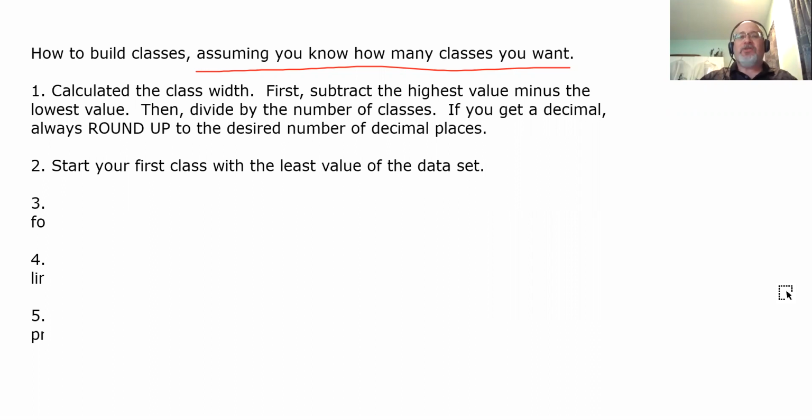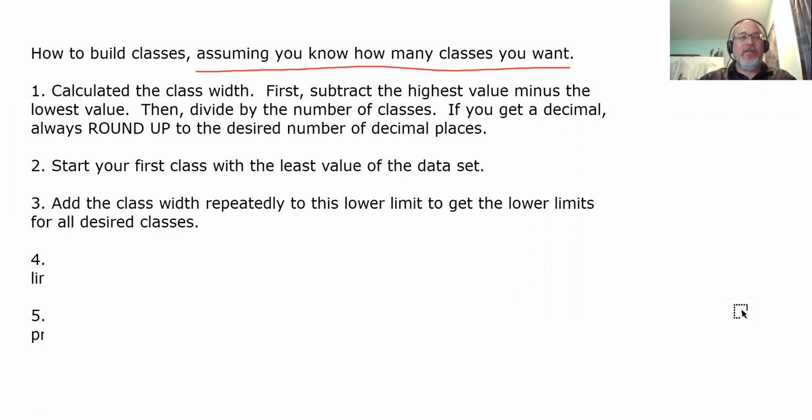Then you start your first class with the least value in the data set. That makes sense. Our lowest value should be where the first class begins. Then you take the class width that you calculated in step 1, and you add that repeatedly to the first lower limit to get the lower limits for all desired classes.